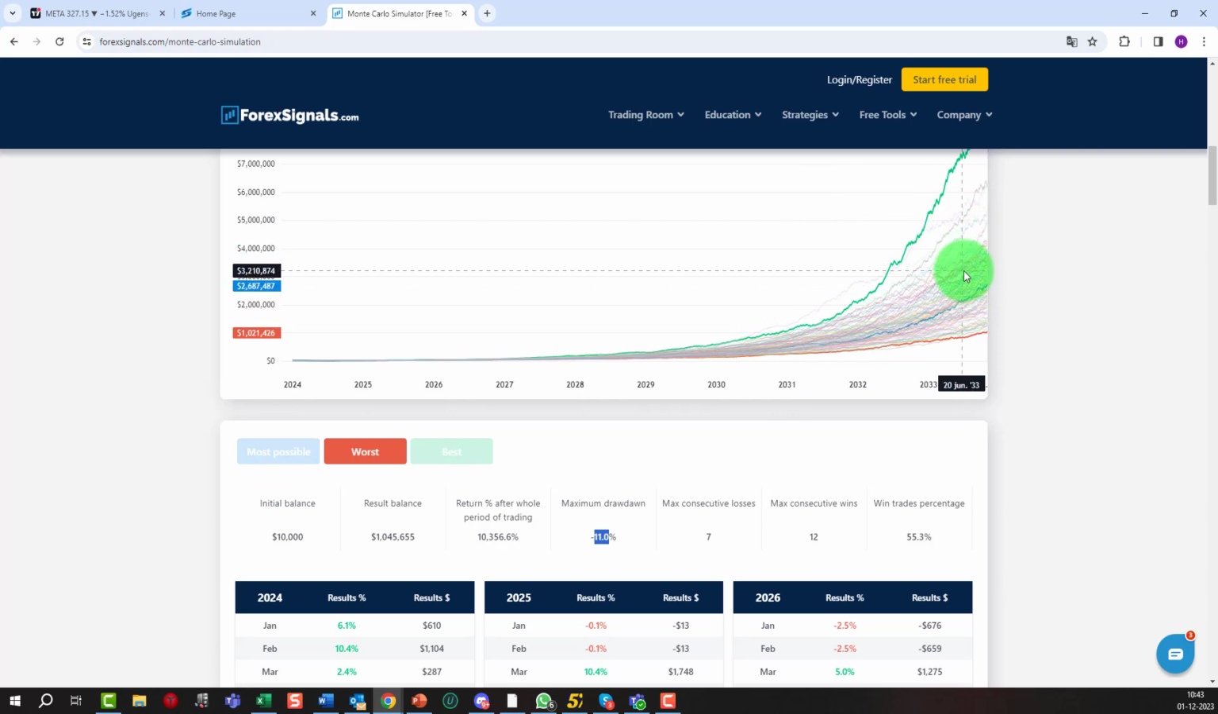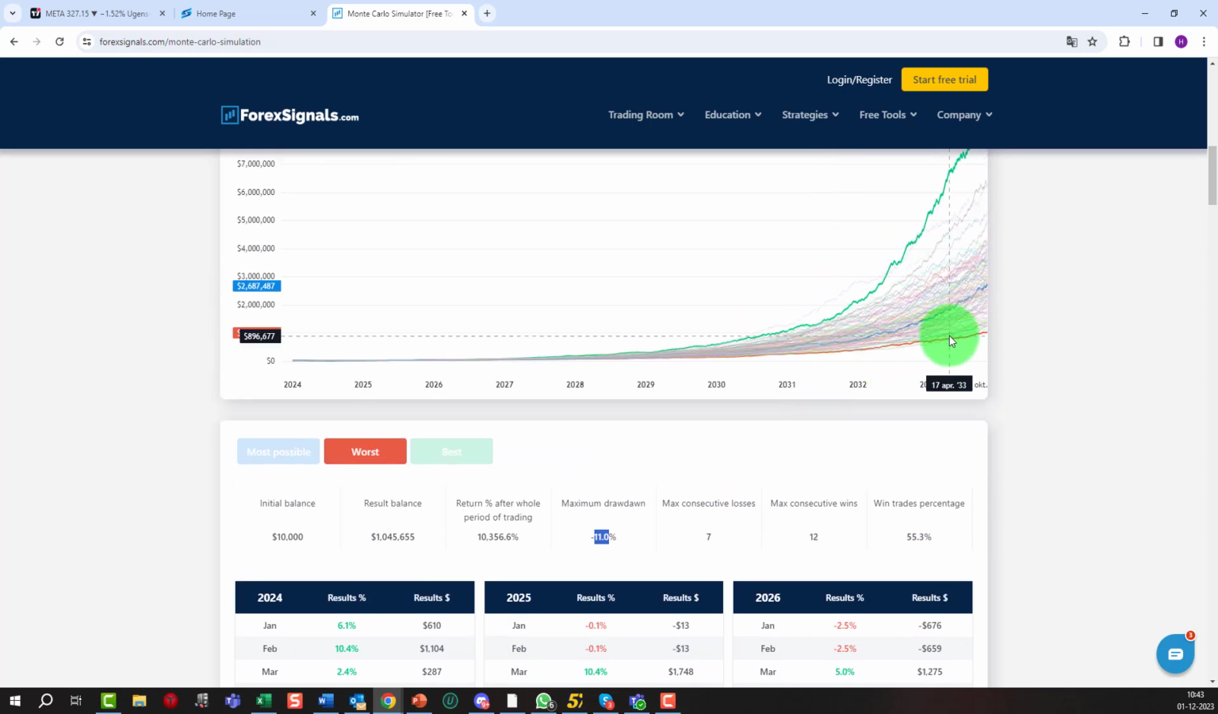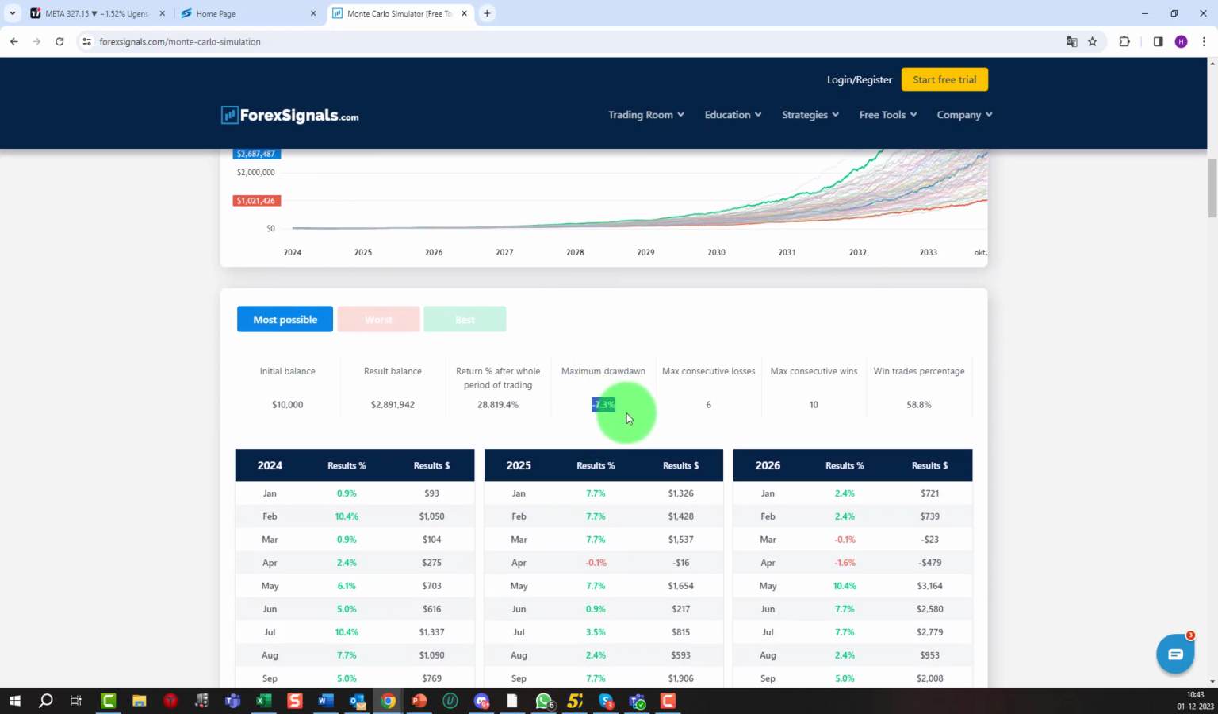And you can see every single one of these lines, I think there are 100 lines every time we do this. So it is doing 10 years of calculation with 10 trades per month, and all of these stats, they're doing that 100 times to give us reasonable statistics here. So the most possible is giving us a 7.3% drawdown. It'll take $10,000 to almost $3 million. And of course there are no taxes and all that stuff in here.